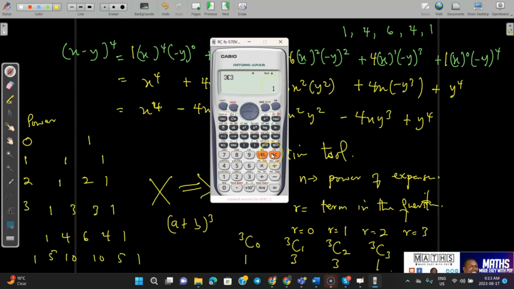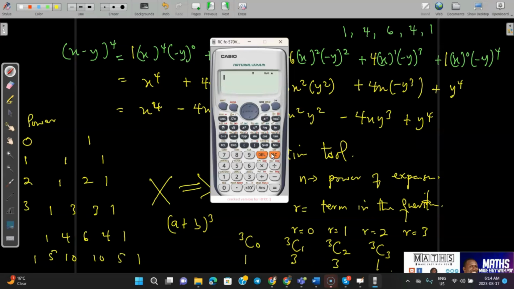Now let us do that of the power 4. How many terms do you have in all for the expansion of power 4? 5. Therefore, the r value will begin from what number? 0. And end at what number? 4. And end at 4.